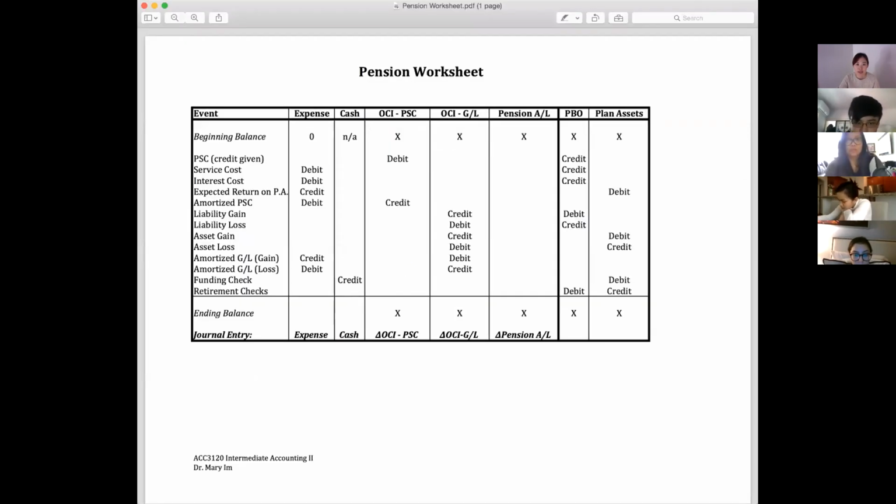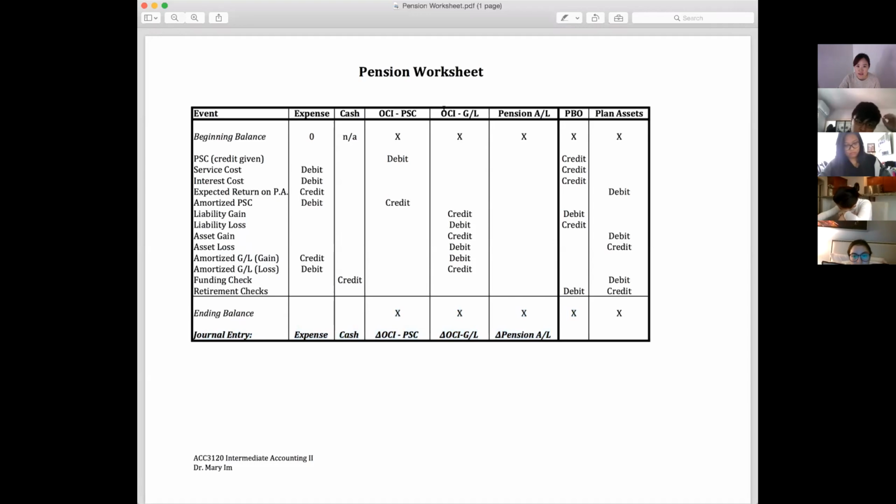Now, this is posted on Blackboard. This is the pension worksheet, which will help us to prepare the journal entry for pensions. The journal entry is shown on the bottom. So do you see right here? Journal entry, expense, cash, change in OCI for the prior service cost, change in OCI for gains or losses, and then change in pension asset or liability.